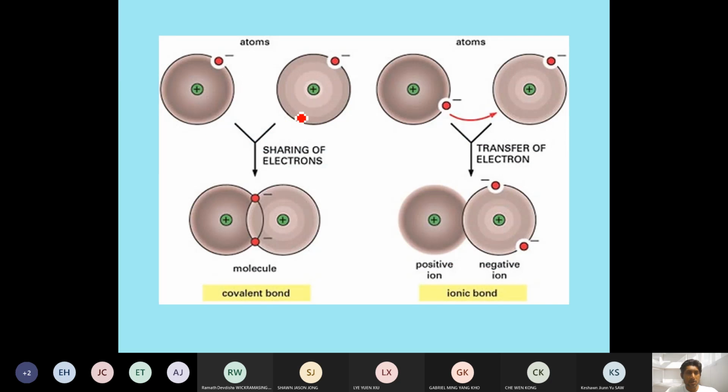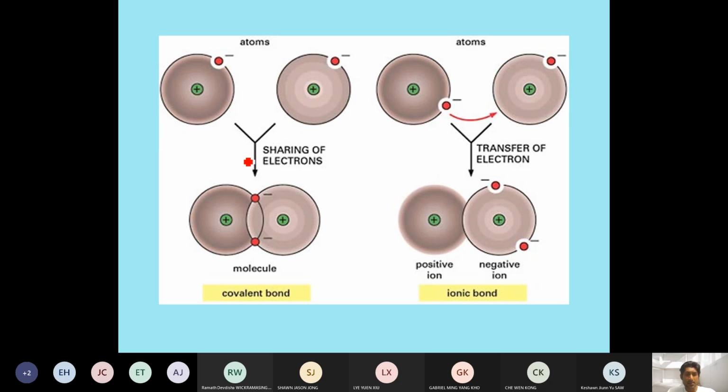Here is the covalent bond. Two atoms each share an electron. For example, the hydrogen atom. We understand that each hydrogen atom has one proton and one electron. There is no neutron in hydrogen. So one proton and one electron, and they are not stable.